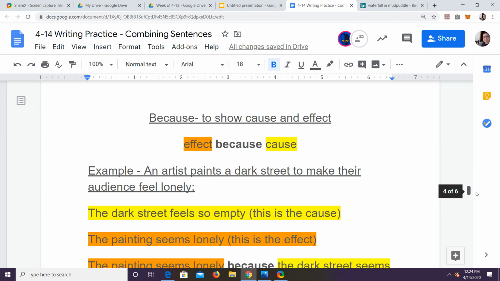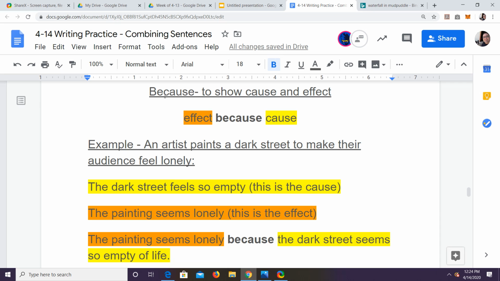Now, because is cause and effect. You notice the word cause is in because. So this is another example about an artist. Let's say they paint a picture of a dark street to make the audience feel lonely. Because I would say everyone would feel lonely in a dark road. So the artist is making a cause to make you feel a certain way, which is an effect. So the dark street feels so empty is the cause. And that's making you feel how? What's the effect? Well, looking at that's making me feel lonely.